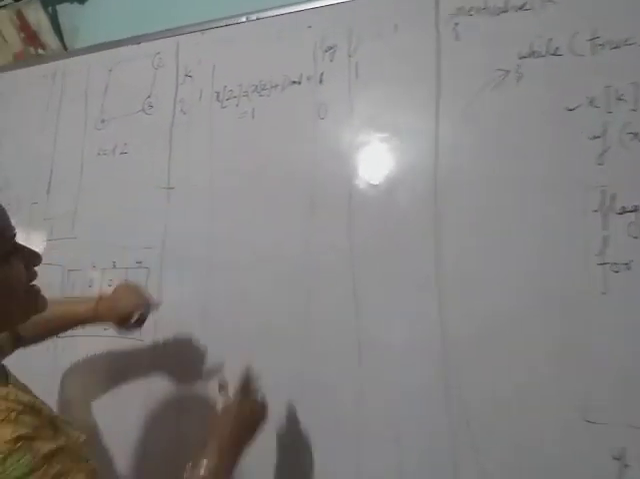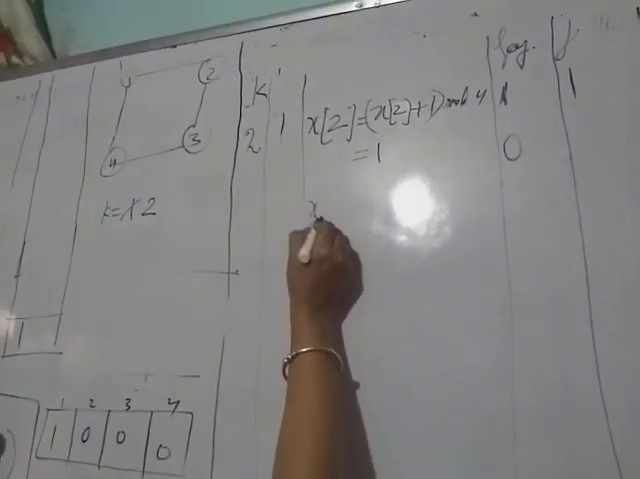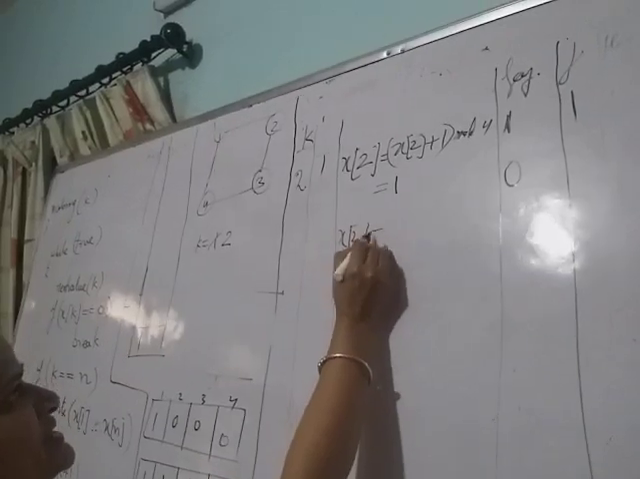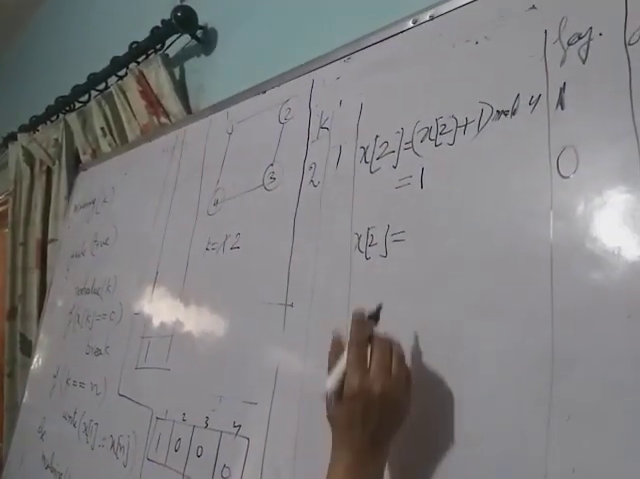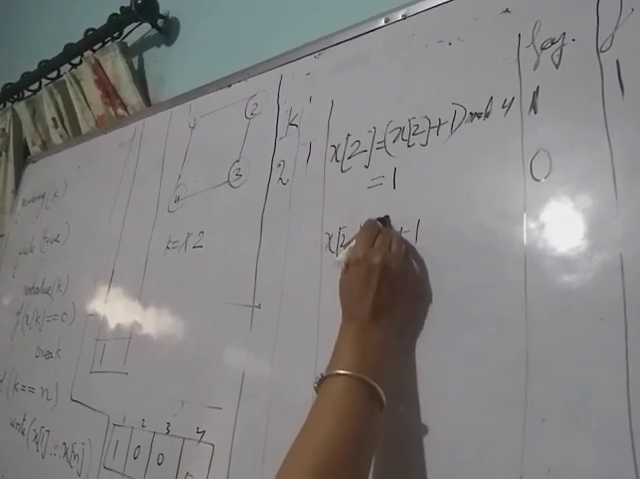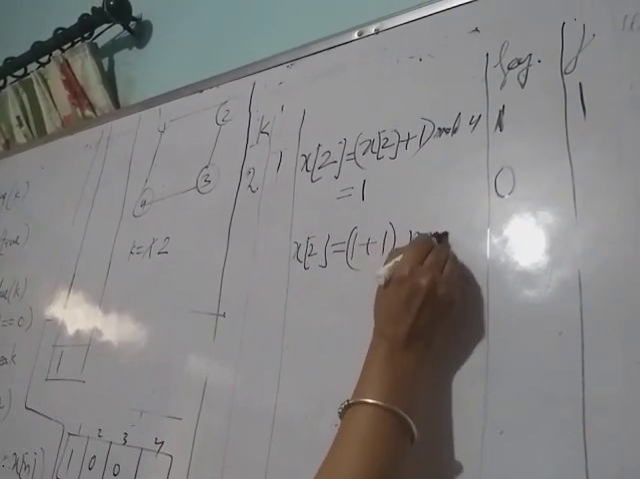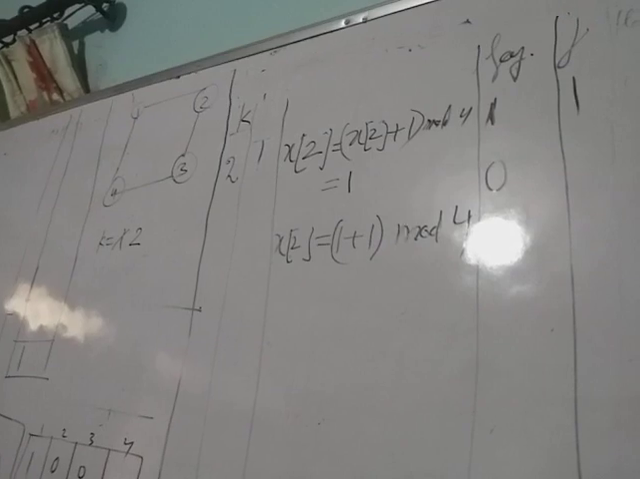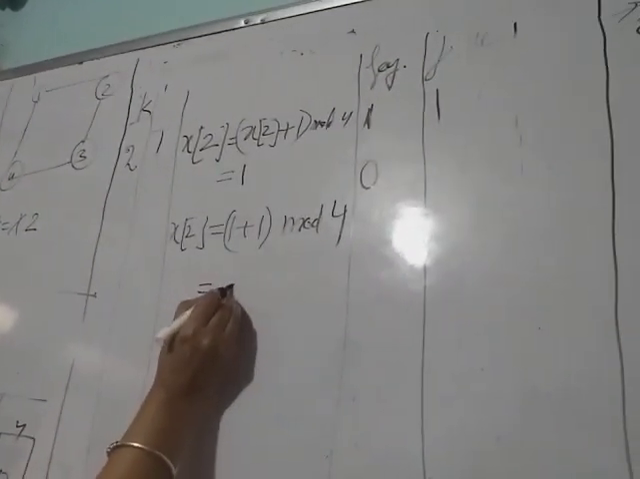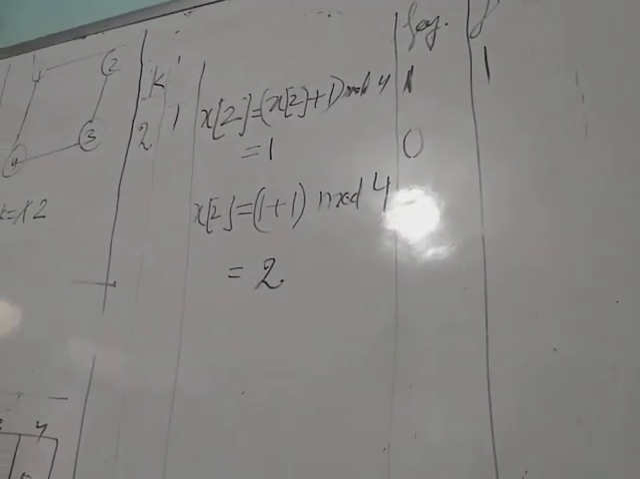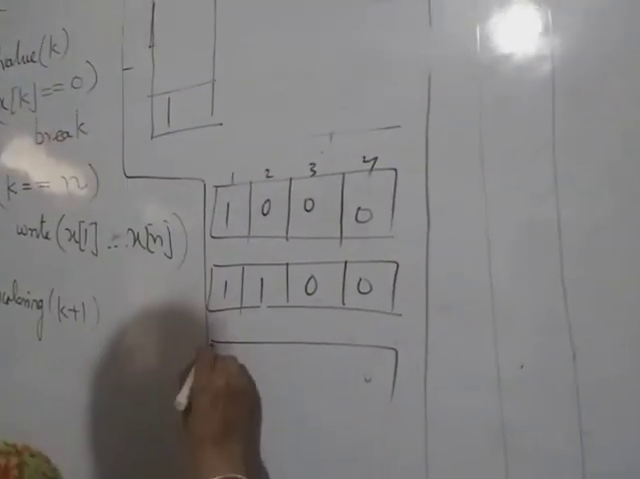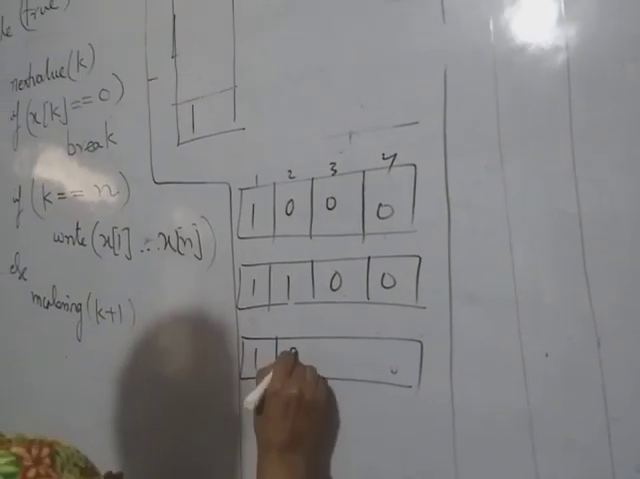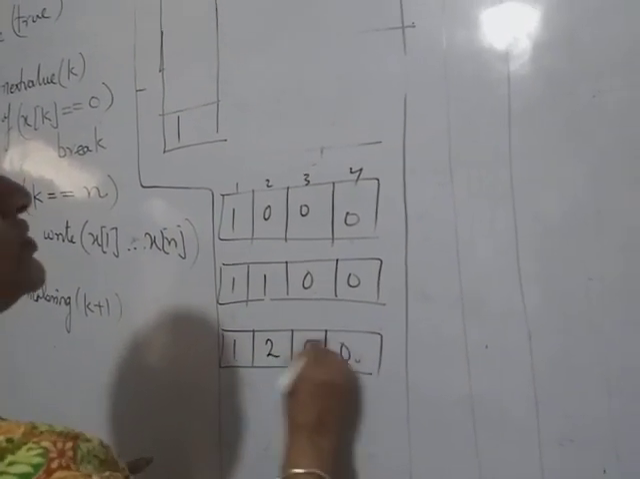So now x2 again, this line will be executed, but at this time x2 is not 0, x2 is 1. So x2 equals (1 plus 1) mod 4, and 1 plus 1 mod 4 is 2. So the value of x2 is now 2.